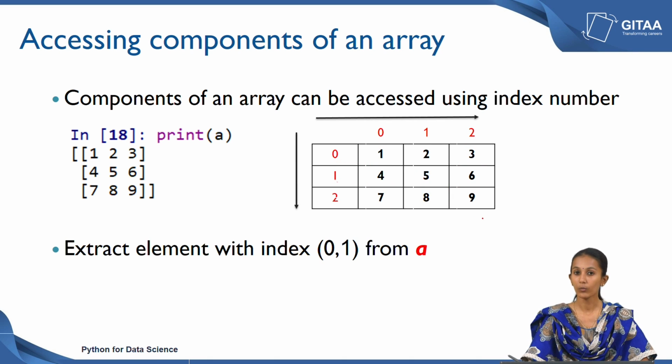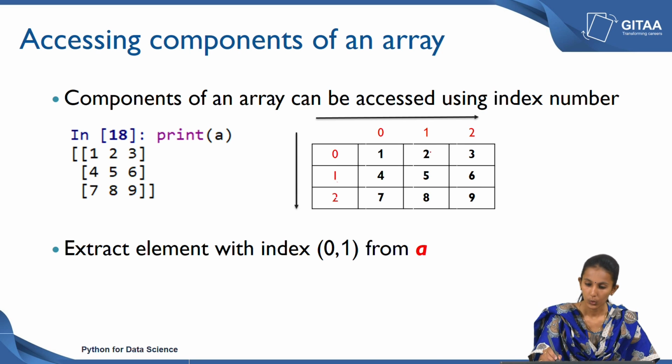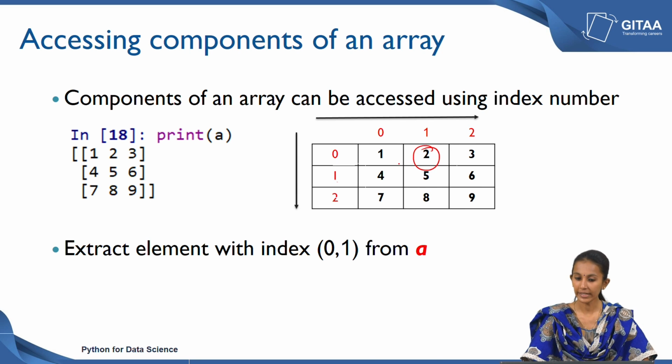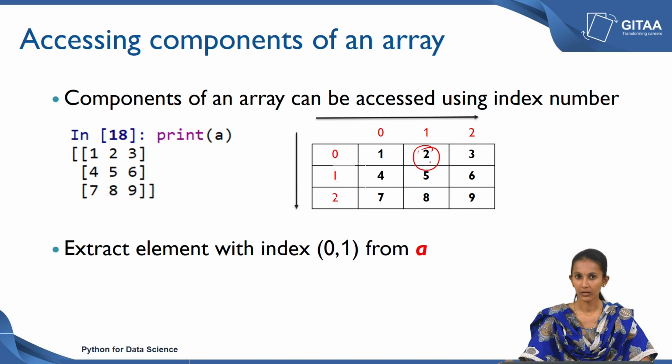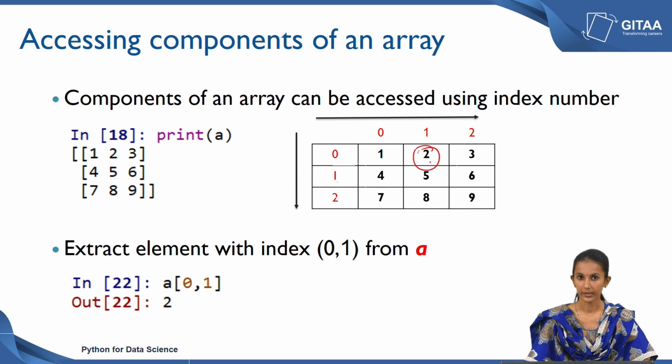Let us say we wanted to extract element 2. The corresponding index will be 0 along the row-wise, and 1 along the column-wise. Let us see how to do that. We specify the array name A, and then inside the square brackets, you specify the row index number followed by the column index number. So, 0 stands for the row index, 1 stands for the column index. You will get an output of 2.